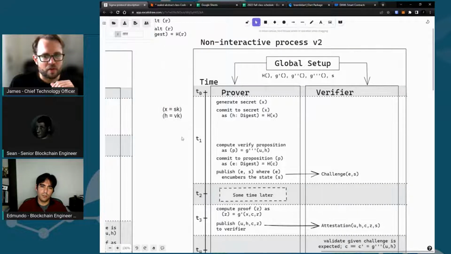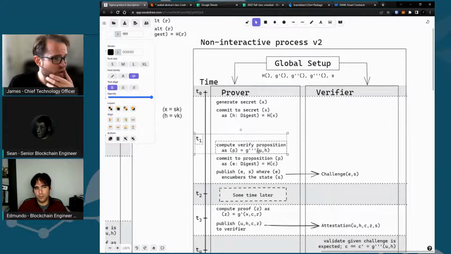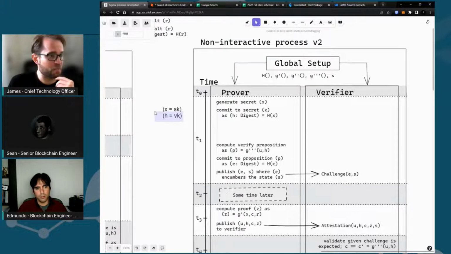Because I don't have the other 2 steps, I say compute verify proposition. The proposition is just G triple prime of U and H, but I don't have U, so it's only G triple prime of H. G triple prime is just our proposal function, our challenge function, or proposer function. H becomes the input arguments needed to create that proposition, what I was calling this morning the challenge constructor arguments. We could equivalently call it a VK, because that's what a VK would be.